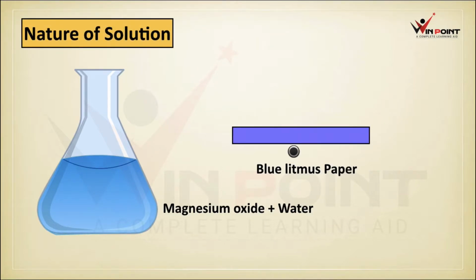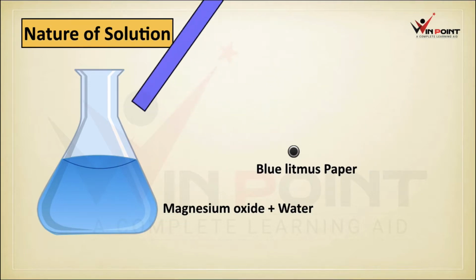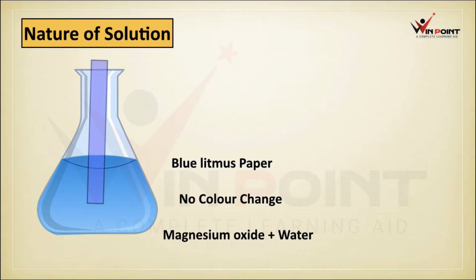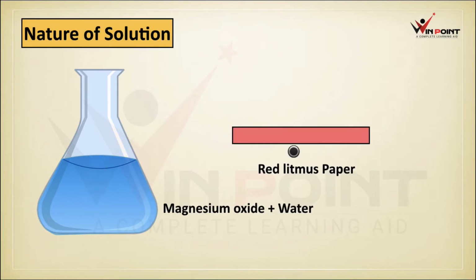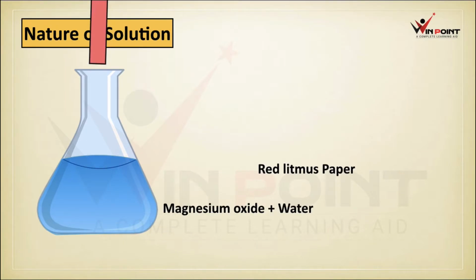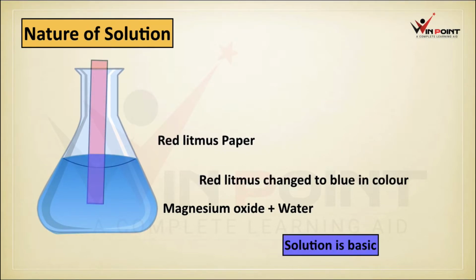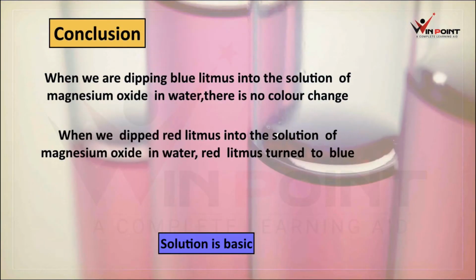We are taking blue litmus paper and we are dipping that blue litmus paper into the solution. What is going to happen? There is no color change. Now we are taking red litmus paper. We are going to dip that litmus paper into the solution. What is going to happen? The color has been changed. Red litmus changed to blue in color. The solution is basic.